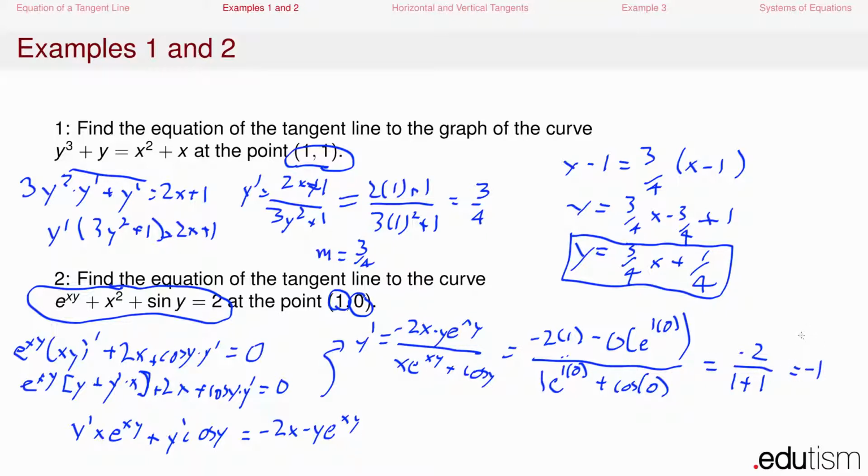So my slope here is negative 1, so I can use the point slope form. y minus y0, which is 0, equals negative 1 times x minus x0, which is 1. So we get y equals negative x plus 1. This is the equation of the tangent line.